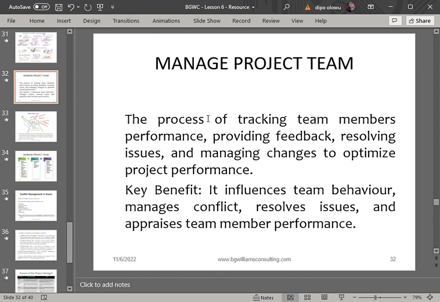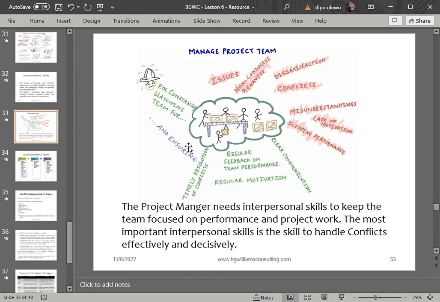Hello, are we together? So that is manage project team. It is that aspect where the project manager focuses more on resolving any conflict in the team and ensuring that the individuals who are part of the team are motivated to work. So you can see this diagram on the screen.